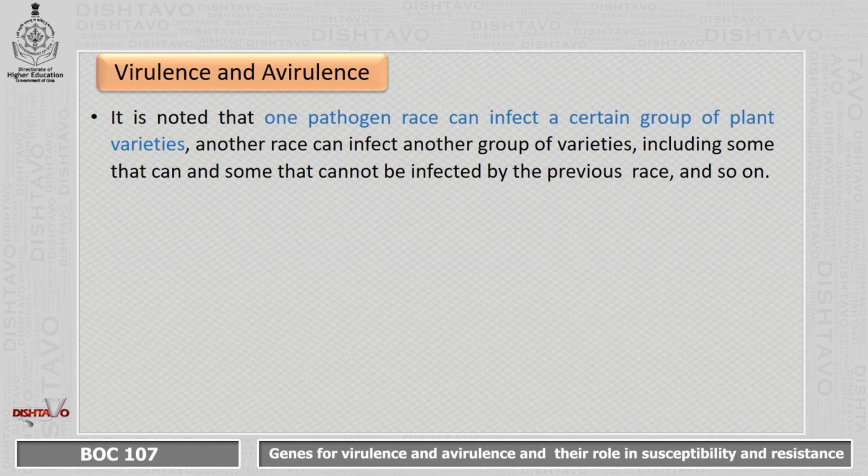Virulence and avirulence. It is noted that one pathogen race can infect a certain group of plant varieties, while another race can infect another group of plant varieties, including some that can and some that cannot be infected by the previous race and so on.